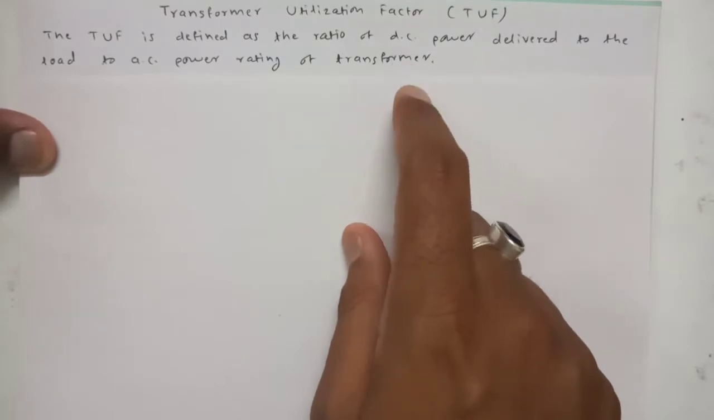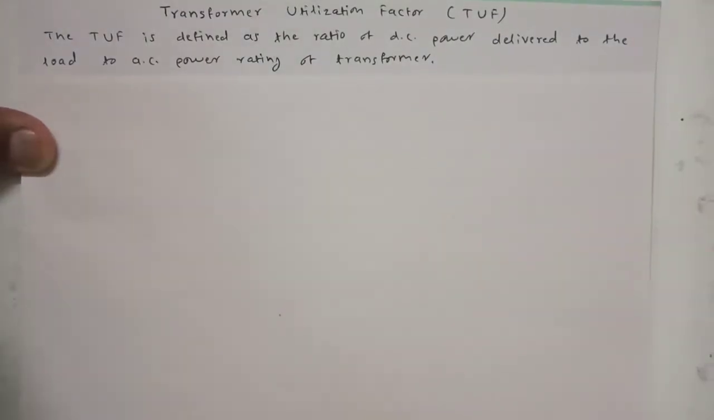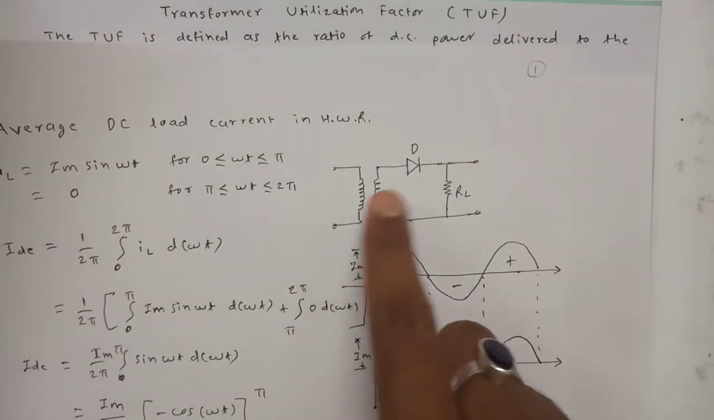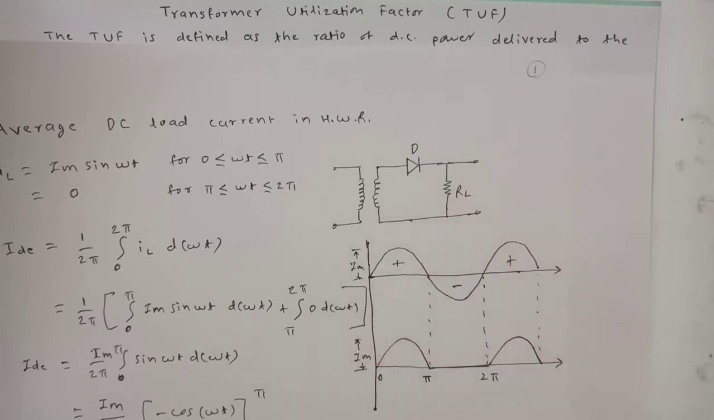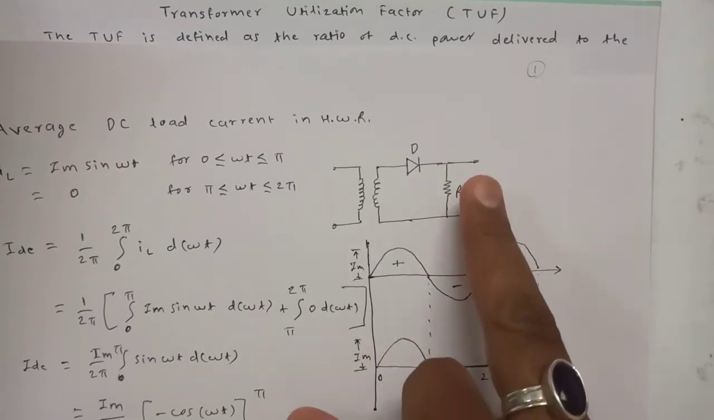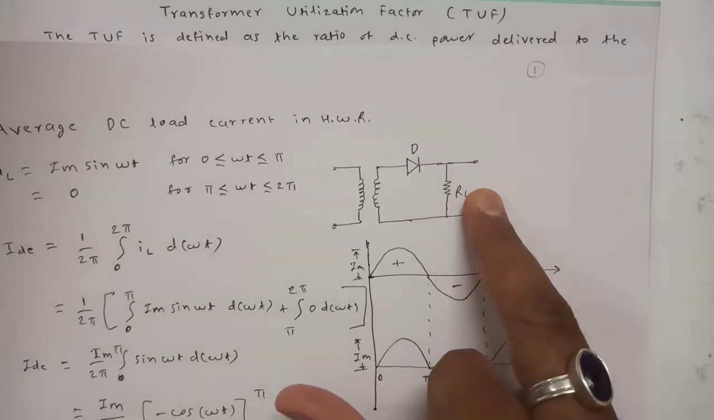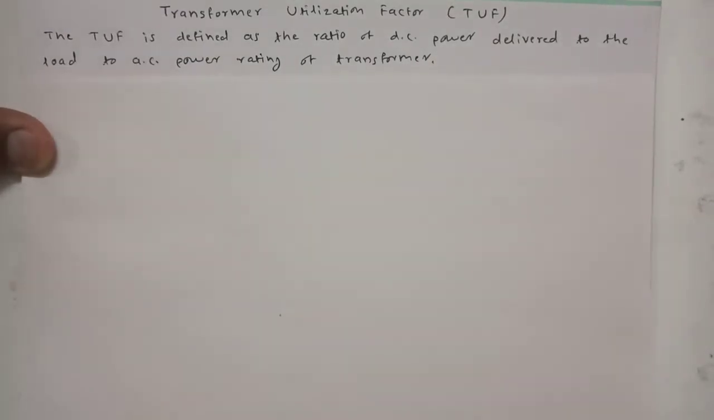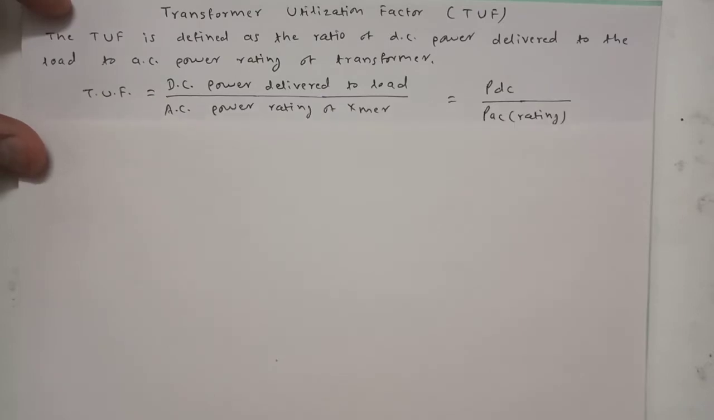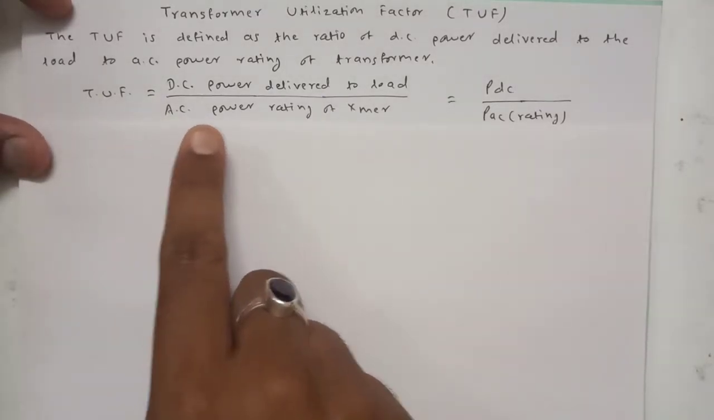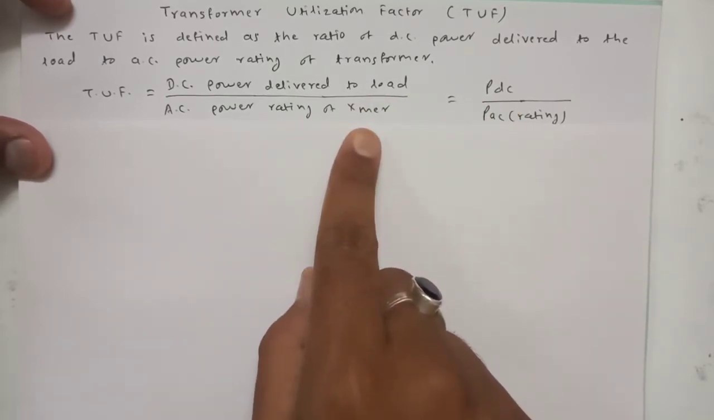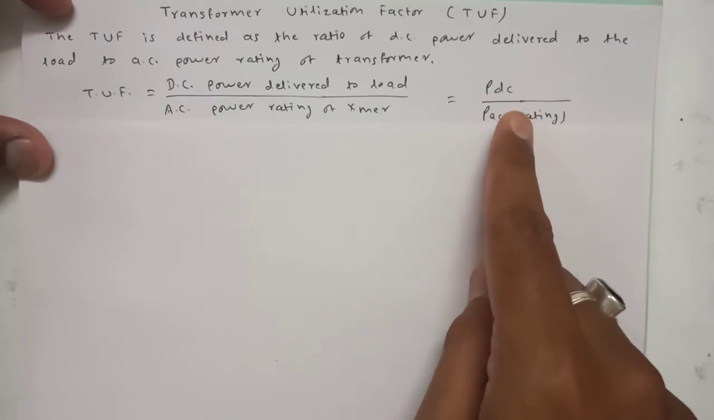Now why DC and why AC? We know that we are talking with respect to the rectifier, and we utilize the rectifier to convert AC into DC. So it is nothing but the ratio of how much DC power is delivered to the load divided by the rating of this transformer. In this way the equation for the TUF can be written like this: TUF is equal to the DC power delivered to the load, as I have shown you in the diagram, divided by the AC power rating of that transformer. So the equation becomes PDC by PAC.